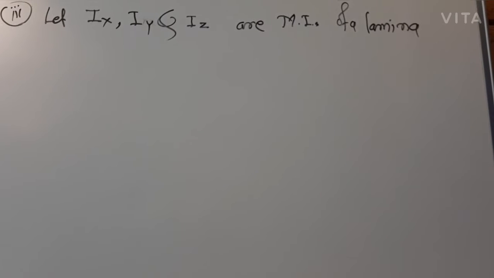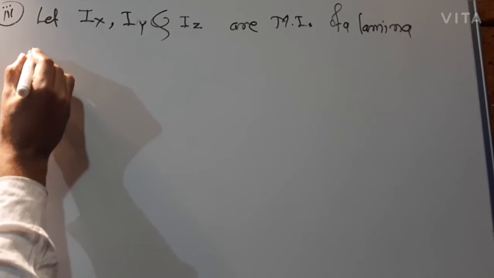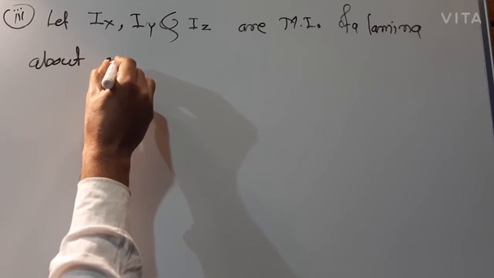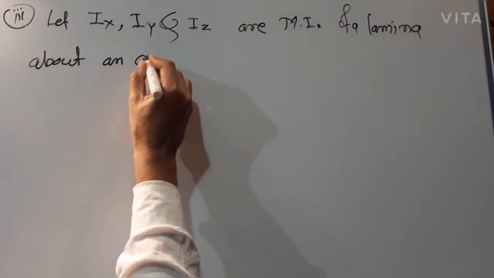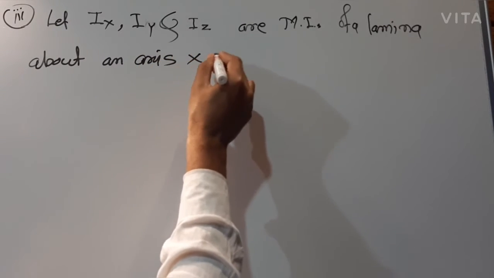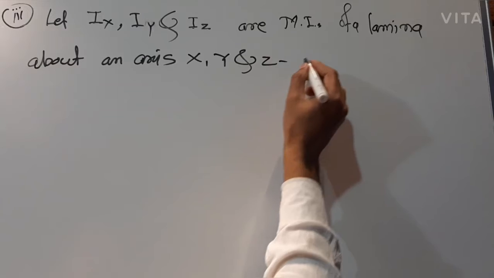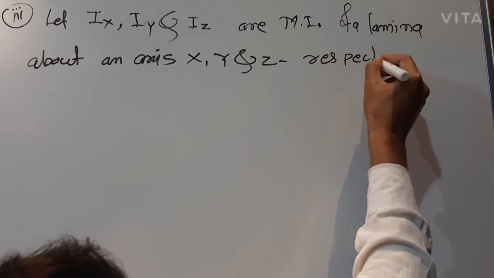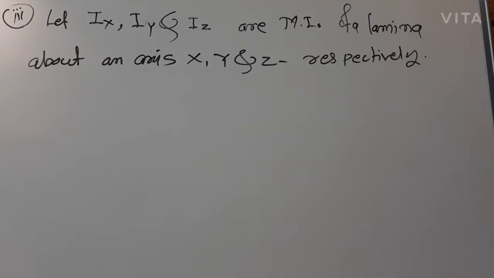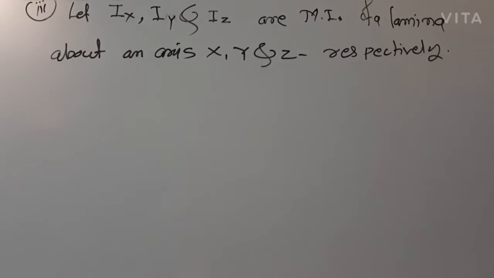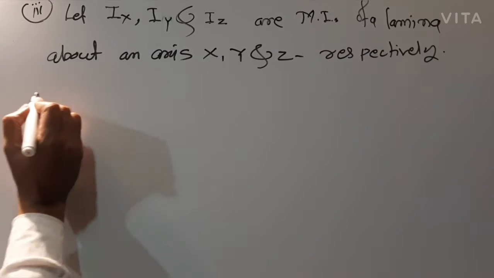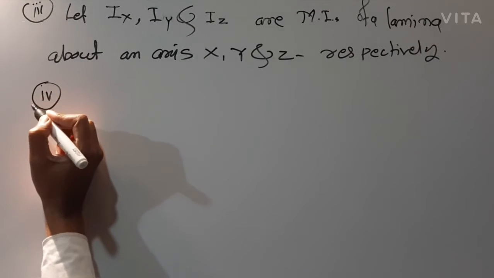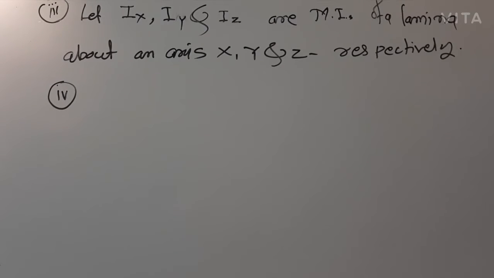These are the EMIs of a lamina about the axes x, y, and z respectively. This is our third point, which is a notation. Now our main point is a mathematical expression in which we are going to use the first two steps: EMI of an element, then EMI of a body.